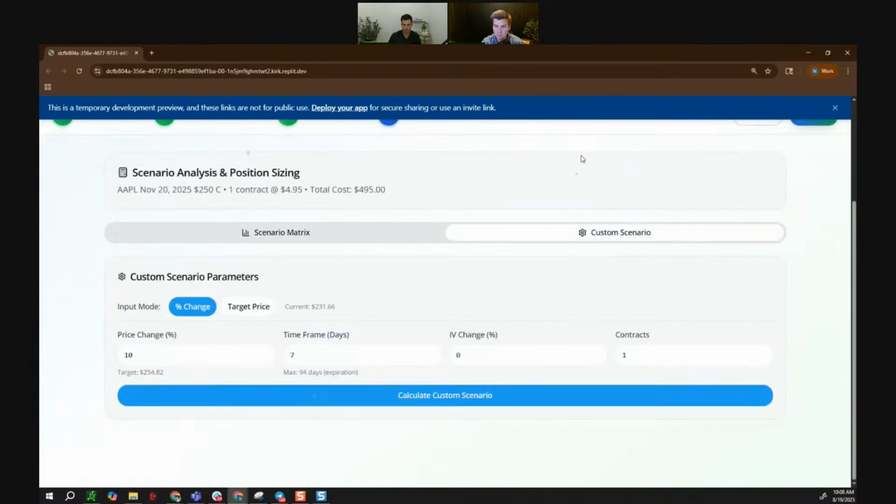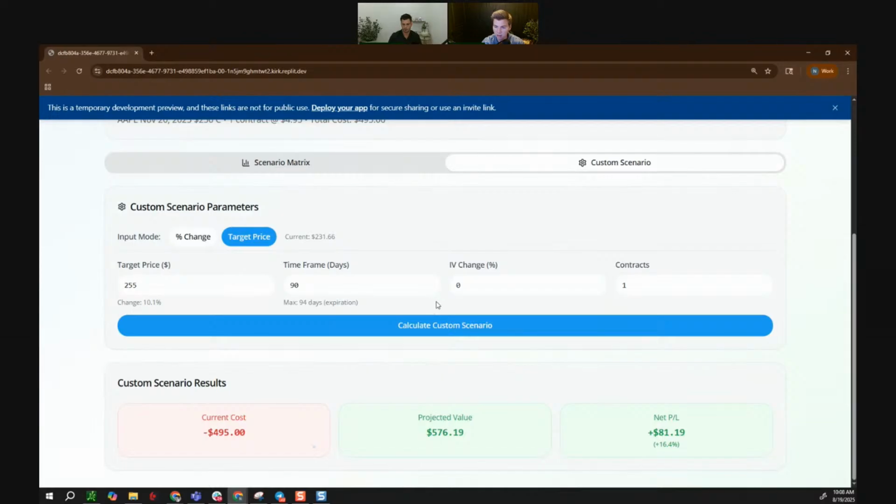Or you could go to the custom scenario and you could say, okay, based on my target price of $255, and if I give it 90 days to do that, and I assume IV is similar to where it is right now, I can actually calculate the scenario. The option is going to cost $495. It'll be worth $576, and that's about a 16% ROI on that trade.